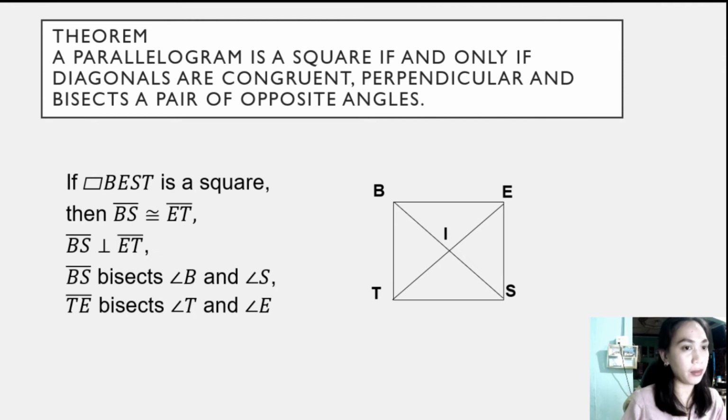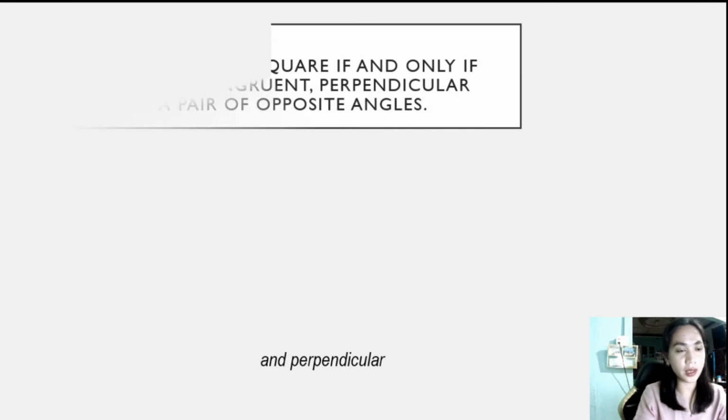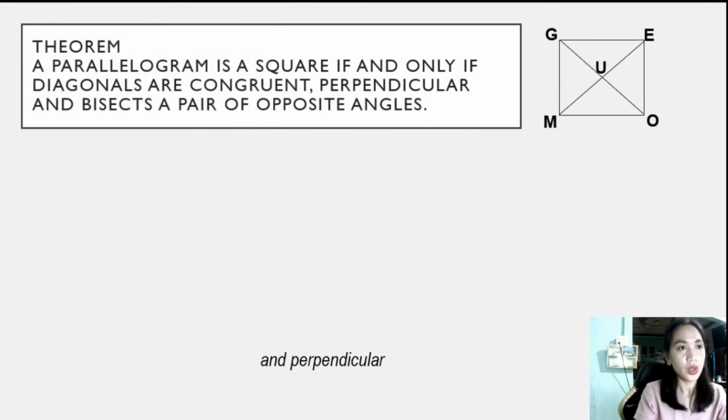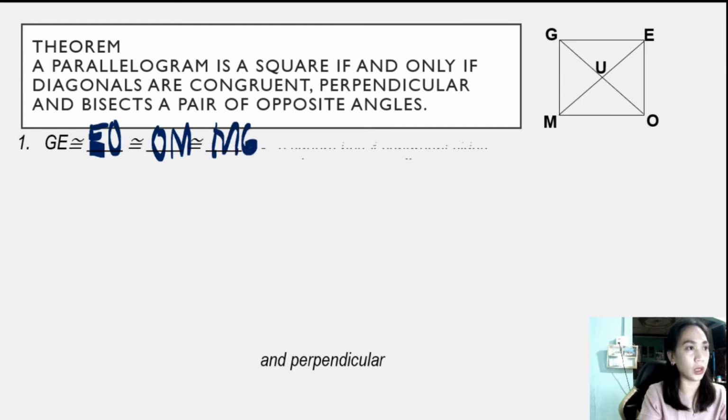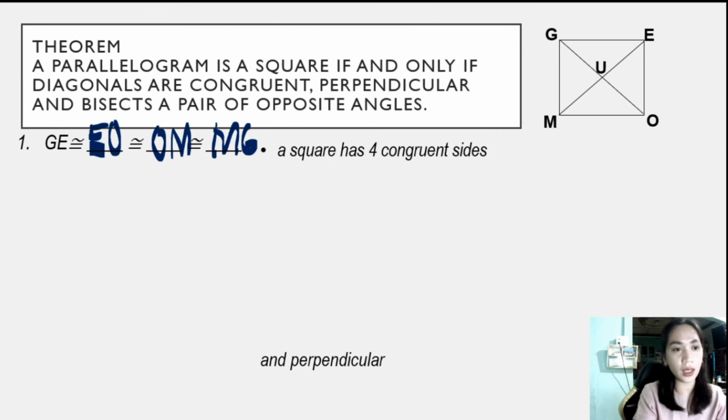Okay, so let's have this example about the square. You have GEOM as a square. The intersection of its diagonals is U. So, GE is congruent to EO, also congruent to OM and congruent to MG. Again, the reason: a square has 4 congruent sides. All of its sides are equal.